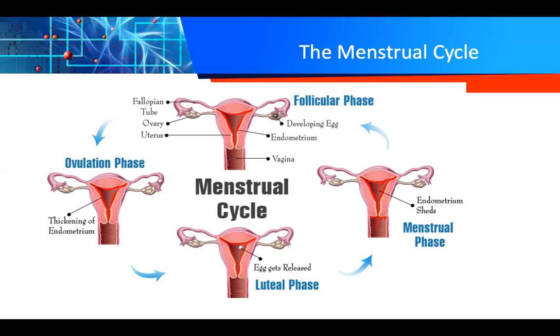And for the fifth stage, if the egg is fertilized, it attaches to the wall of the uterus. If the egg is not fertilized, it breaks down. And that lasts for days 22 to 28.